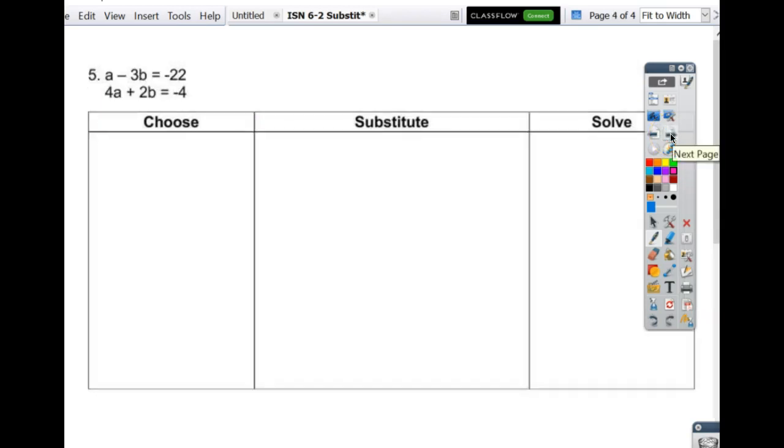All right, y'all try this one. Which one did you all choose? Top or bottom? Top. And we chose that because the a is by itself, right? So I can do a minus 3b equals negative 22. And I can move this to this side and get that. So this one went here, so this one goes here.